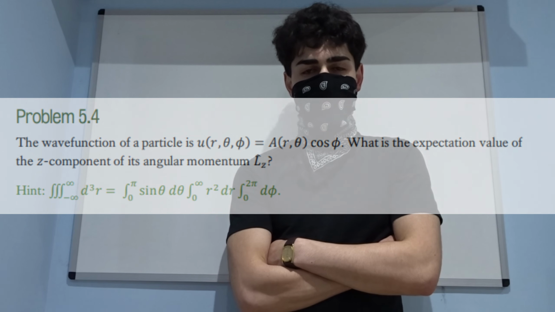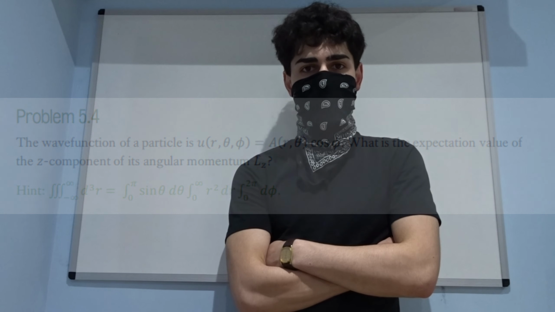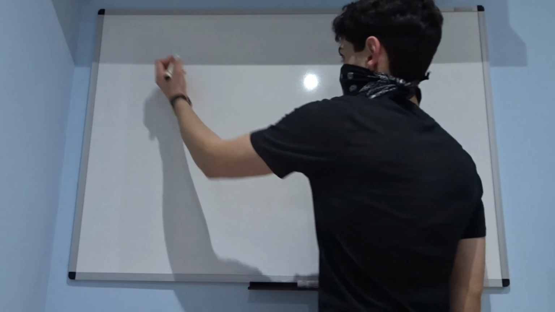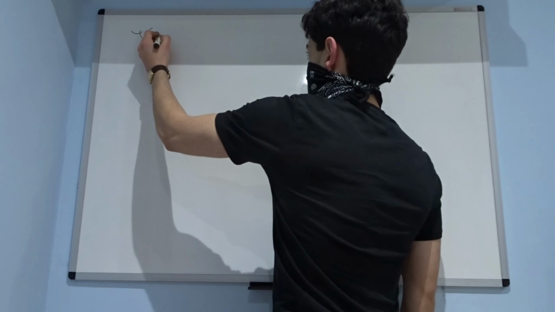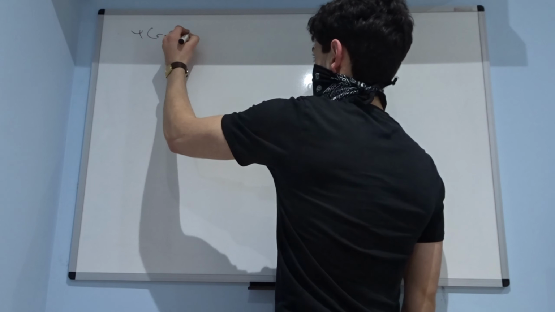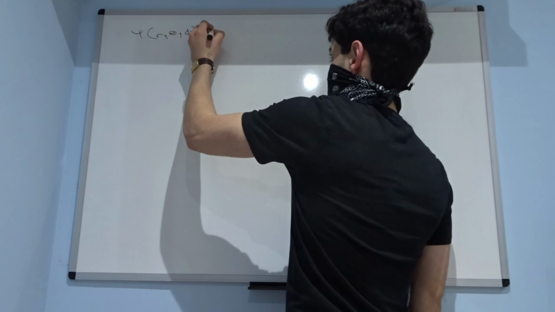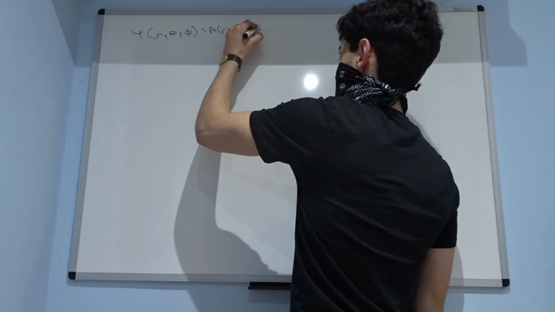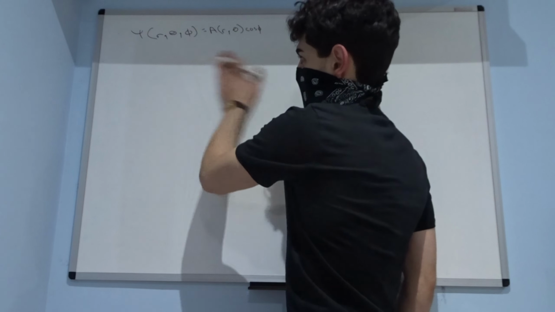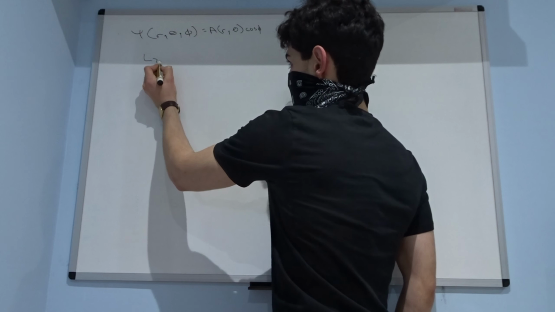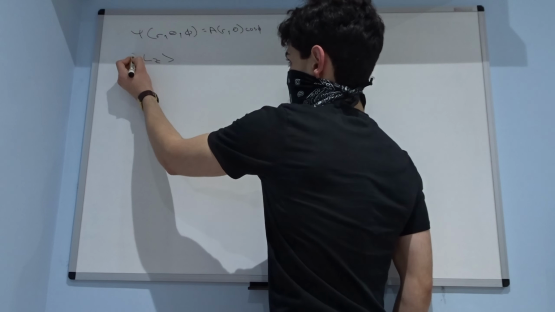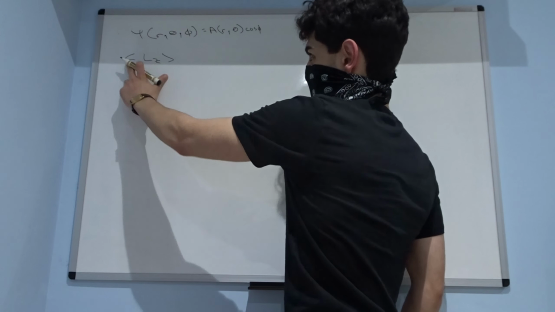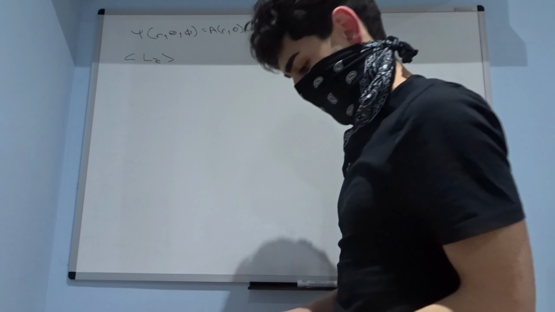So we're asked to find the expectation value of the z component of our angular momentum of our wave function, which is A varying with r and theta times cos phi. And our expectation value is denoted as L, which is angular momentum, the z component, in pointy brackets.